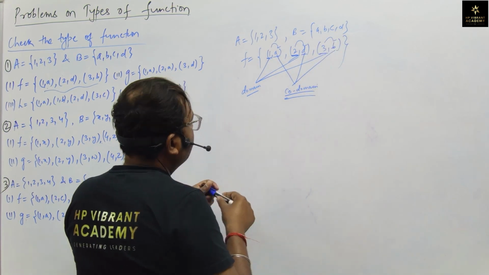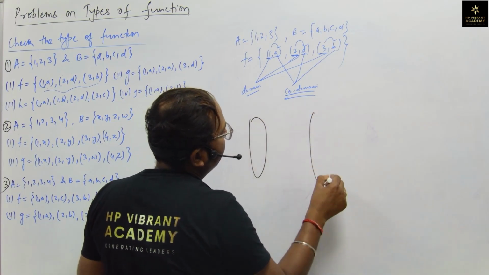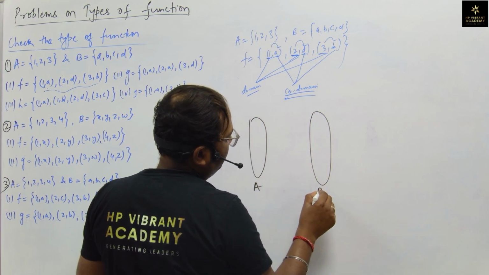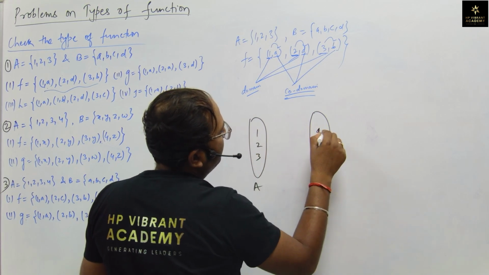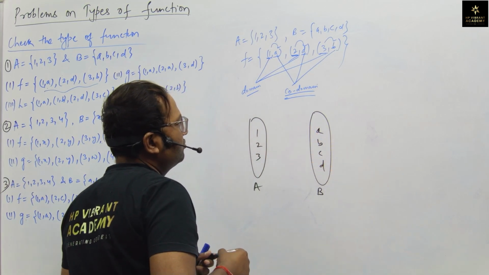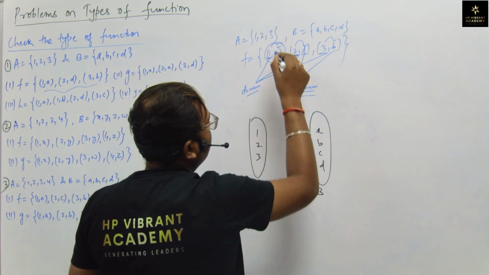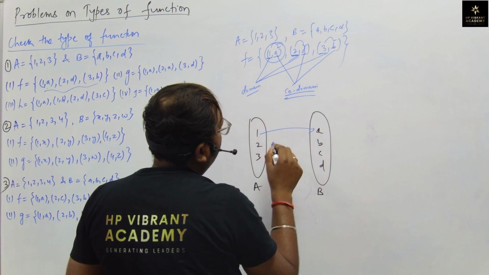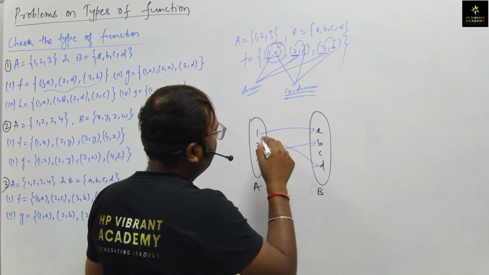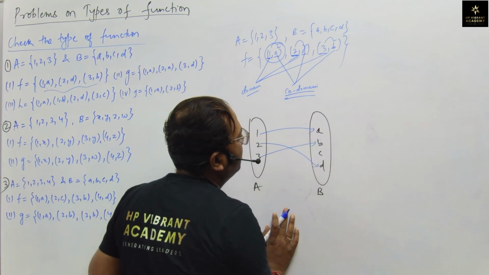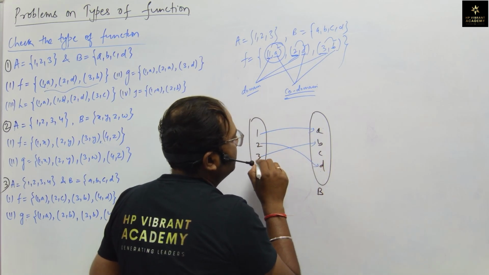Okay, so we have the two sets, this is set A and this is set B. The elements in set A are 1, 2 and 3. The elements in set B are A, B, C and D. So let us do the mapping. Using this function f, 1 goes to A, 2 goes to D and 3 goes to B. So now, a single element is getting mapped to a single element. 1 is mapped to A, 2 is mapped to D, 3 is mapped to B.